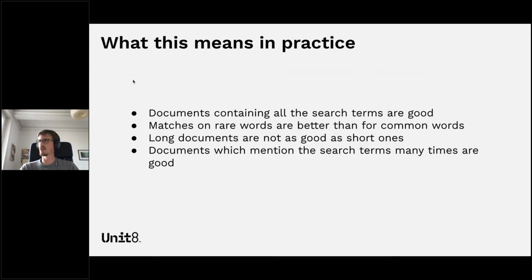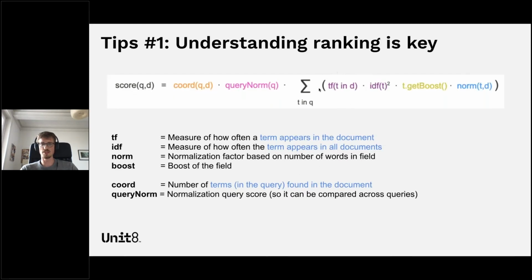And to rephrase what this means is that documents containing all the search terms are good. Matches on rare words are better than common words. Also, long documents are not as good as short ones if they match the same amount of words. And finally, documents which mention the search term many times are good. So this is this term frequency that we've seen.